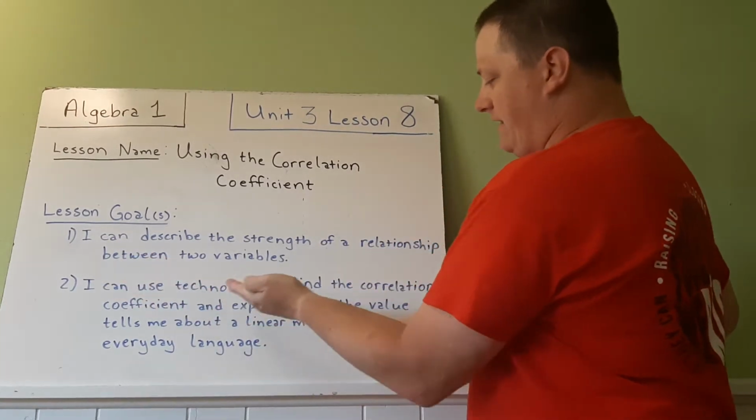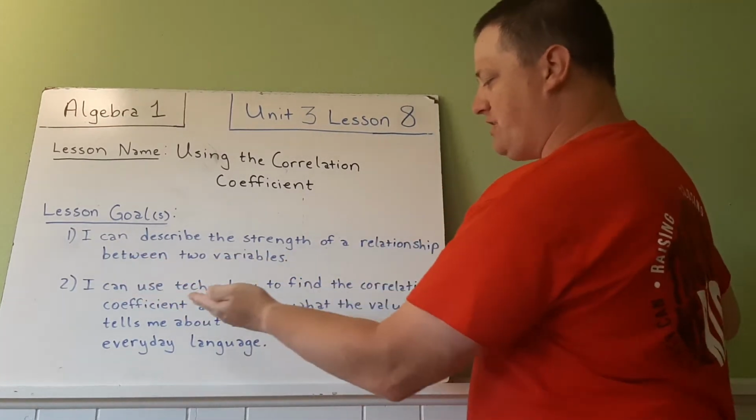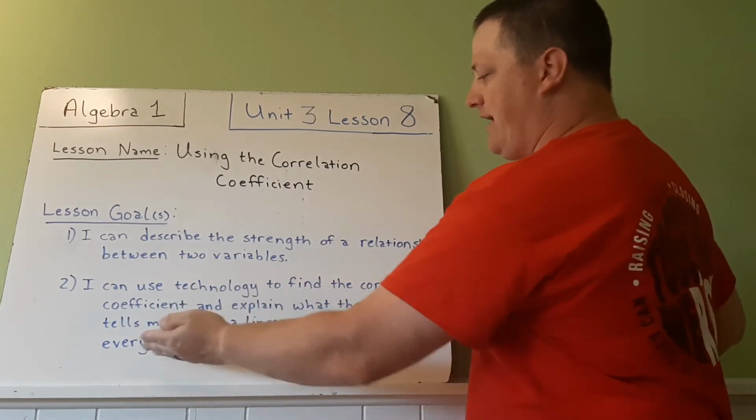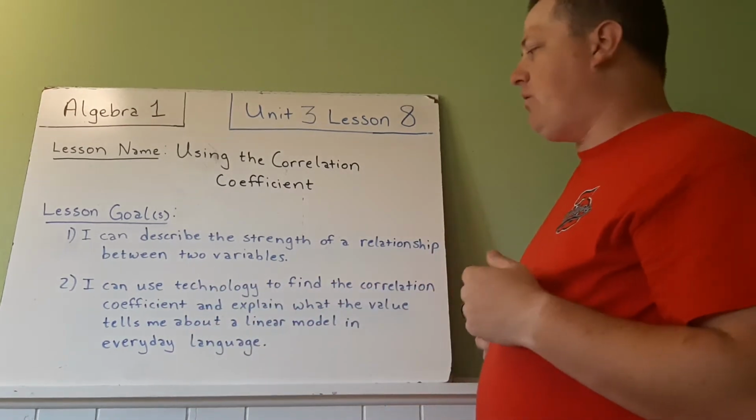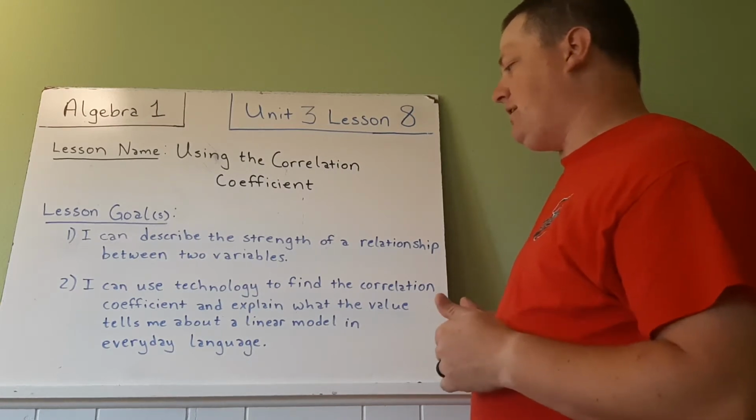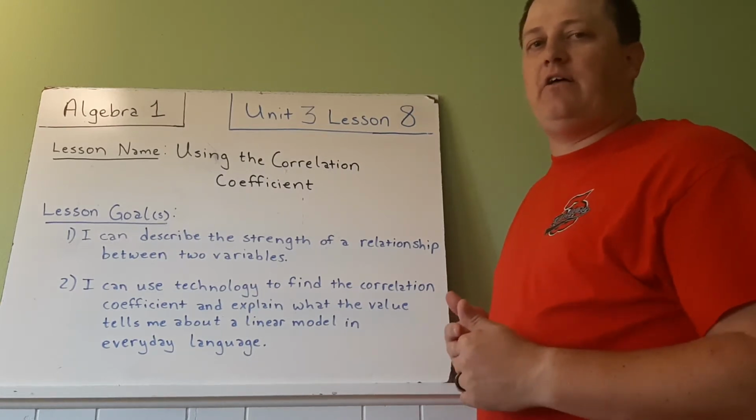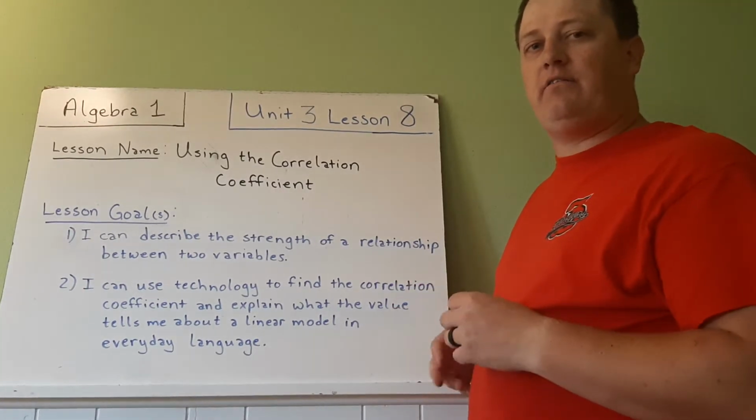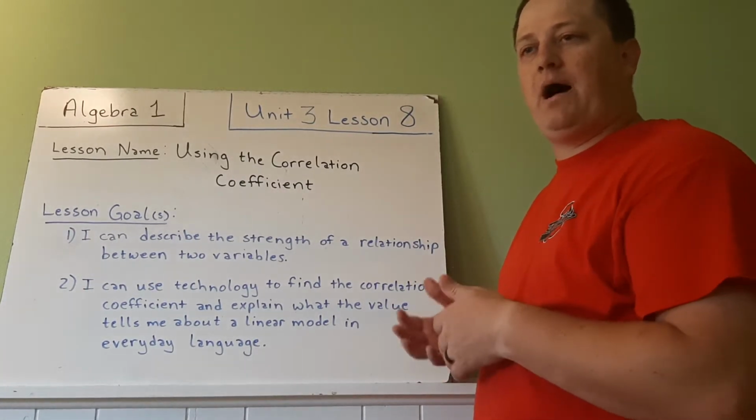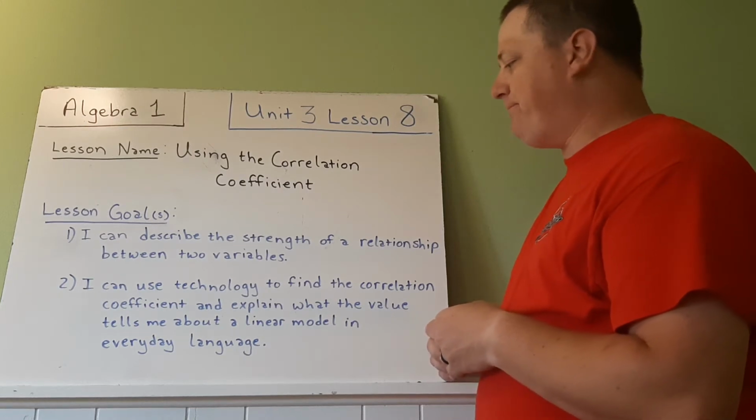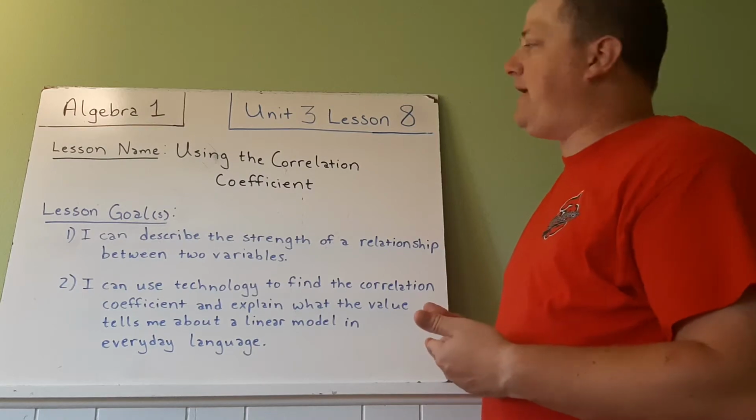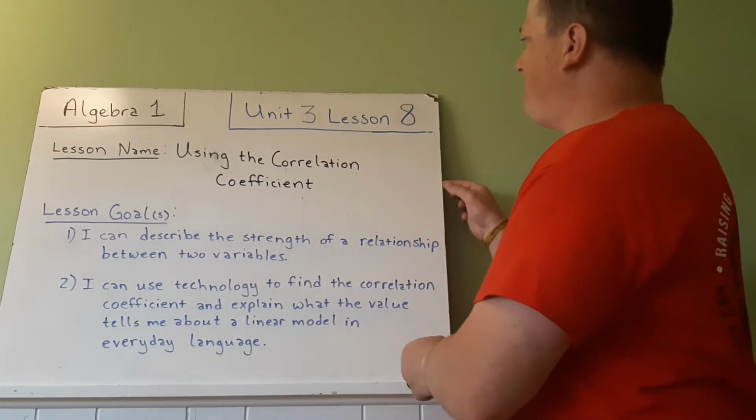I can use technology to find the correlation coefficient and explain what the value tells me about a linear model in everyday language. So once we have the correlation coefficient, it also tells us whether it has a decreasing or increasing, otherwise known as negative or positive, relationship. And we should be able to use our everyday language to explain that relationship.